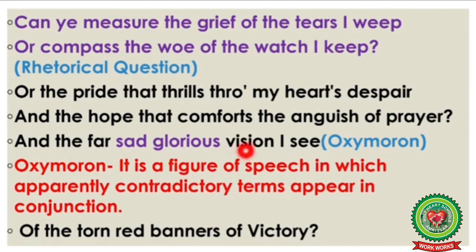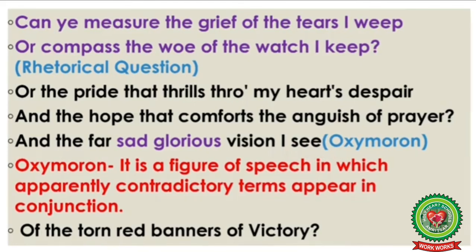And the far sad glorious vision I see of the torn red banners of victory. So the word vision here refers to something that you imagine. The poet here is hoping for her vision of true freedom, which India would attain from the British. But it is sad because it would also result in loss of lives of many Indian soldiers. It is signified by the word banner. And for that victory, she feels glorious. But at the same time, she feels sad for the soldiers who were going to die for the cause, as signified by the banners being torn and colored by blood.